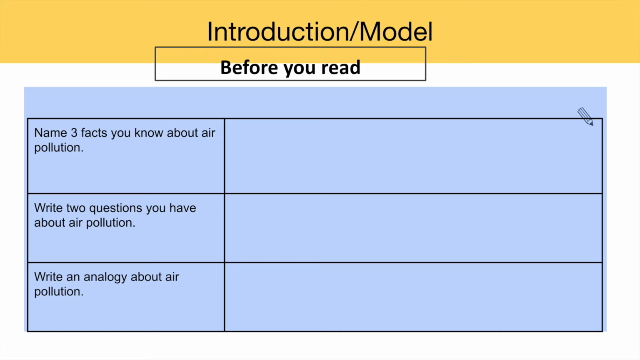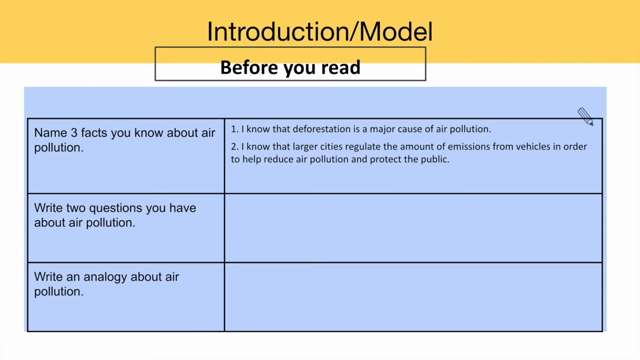Name 3 facts you know about air pollution. So first, I know that deforestation is a major cause of air pollution because trees and plants help filter our air, take in carbon dioxide, and release oxygen. 2. I know that larger cities regulate the amount of emissions from vehicles in order to help reduce air pollution and protect the public. And 3. I know that air pollution is caused by human and natural contributors.